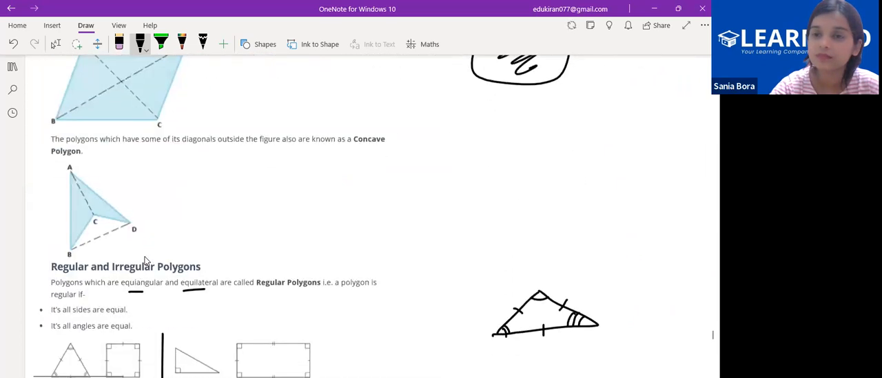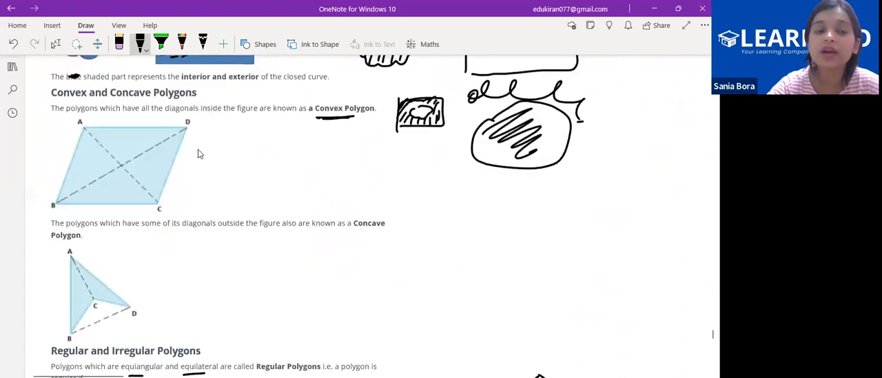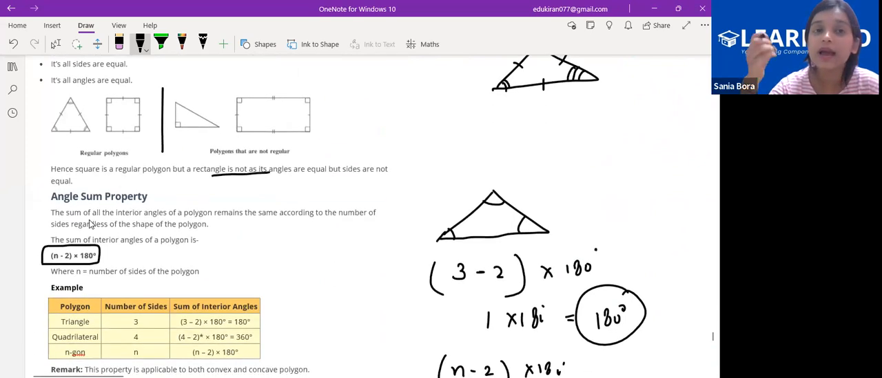I have already given you this chart where you know the number of sides for each and every polygon. If it is a triangle, you know that a triangle has 3 sides. If it is a quadrilateral, you already know it has 4 sides. If it is a pentagon, you already know it has 5 sides, like that. Right?